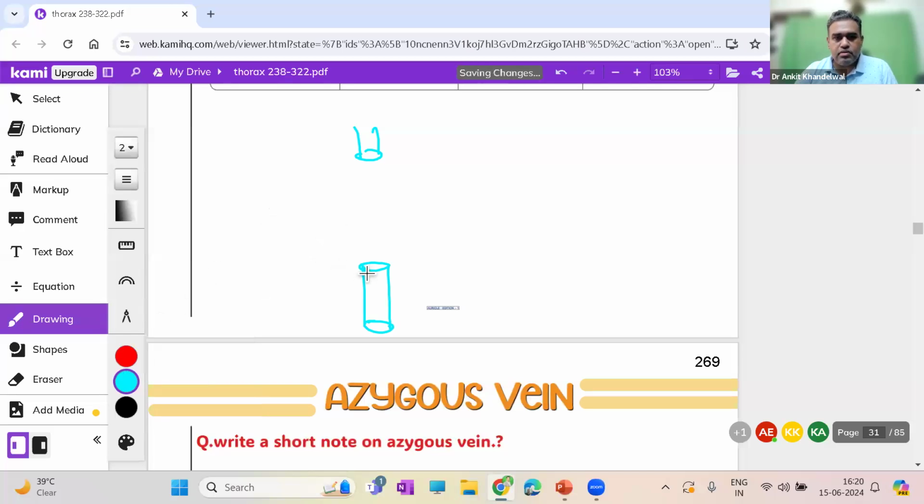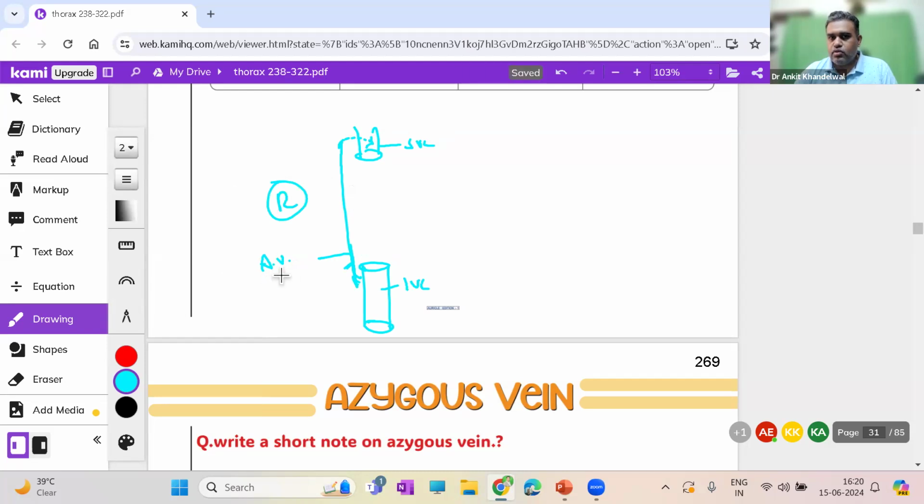Now from here, the azygous vein is formed by the ascending lumbar veins and the right subcostal vein. They all form this azygous vein. The azygous vein runs posteriorly, then curves anteriorly and drains into the SVC. This is the IVC, this is the azygous vein, and it is to the right of the midline.